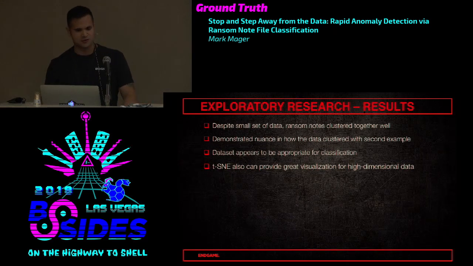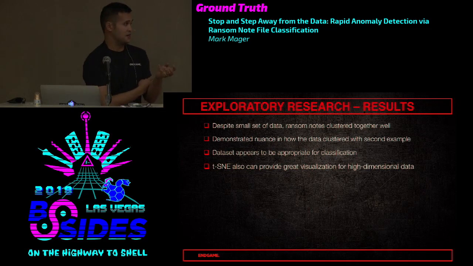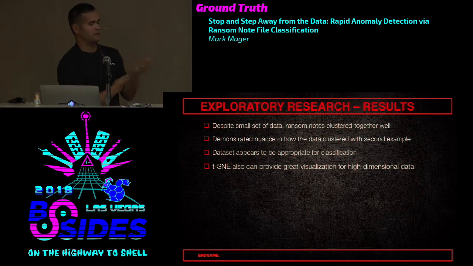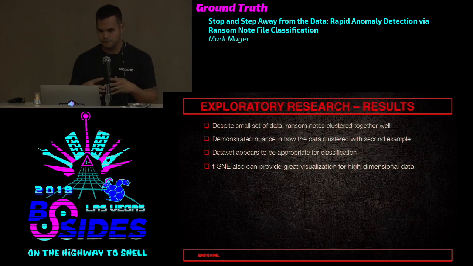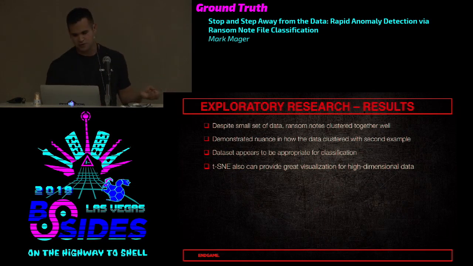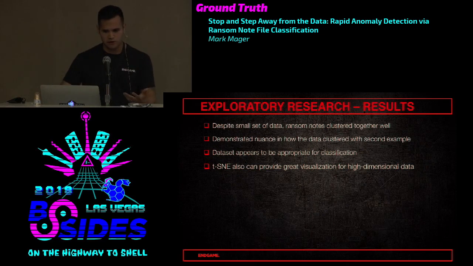So the results out of the exploratory research. Well, despite a very small set of data, and to go back, we only had 173 ransom notes, the ransom notes clustered together very well, so they use a lot of the same language. And with the second sample example that I showed there, with the subtle different phrasing, there is some nuance in how the data is clustered. It's not just going to throw anything together that says file and encrypt. There's definitely more to it than that. So seeing how the clustering worked out, we're going to say that the data set seems appropriate for classification.